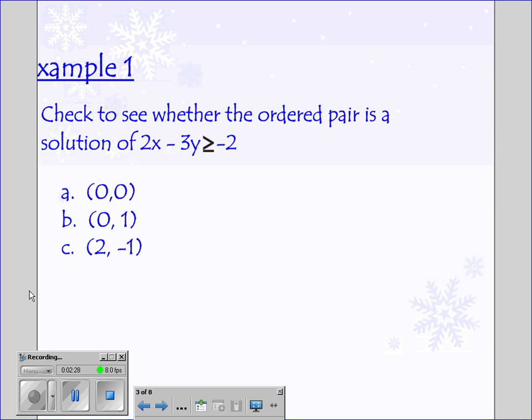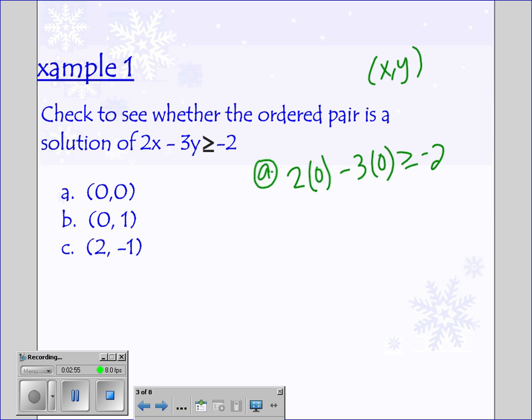First thing I want us to do is to see whether or not an ordered pair is a solution to that inequality. Not equation, inequality. So I'm going to do A with you and see if you can do B and C by yourself. A says the point is (0, 0). Now keep in mind that points are represented as x, y. So everywhere we see x, we're going to let it be 0, and everywhere we see y, we're going to let it be 0. And we want to see whether or not it's true. Check to see whether it's a solution. So if it's a true statement when we plug it in, it is a solution.